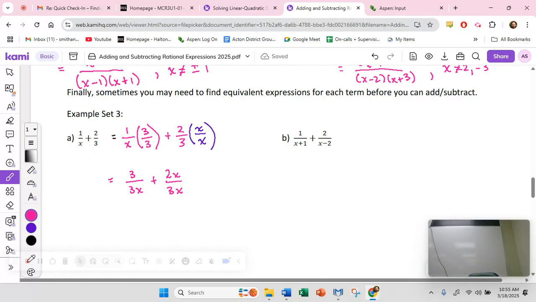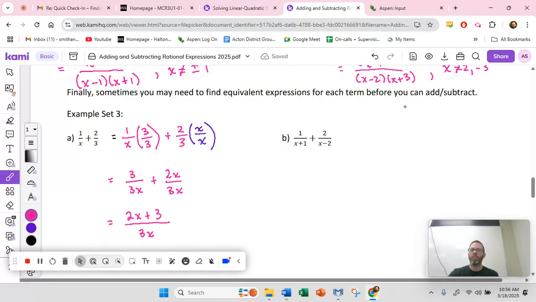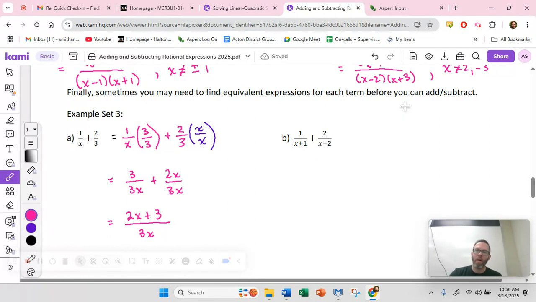And now we can add the tops and bottoms together. 2x and 3 are not like terms. Resist the urge to mash them together into some monstrosity that doesn't obey the laws of mathematics. It's just 2x plus 3 over 3x. That's the best we can do. What makes the bottom 0 anywhere? X can't be equal to 0. We did it. Sometimes you got to multiply the bottoms together.